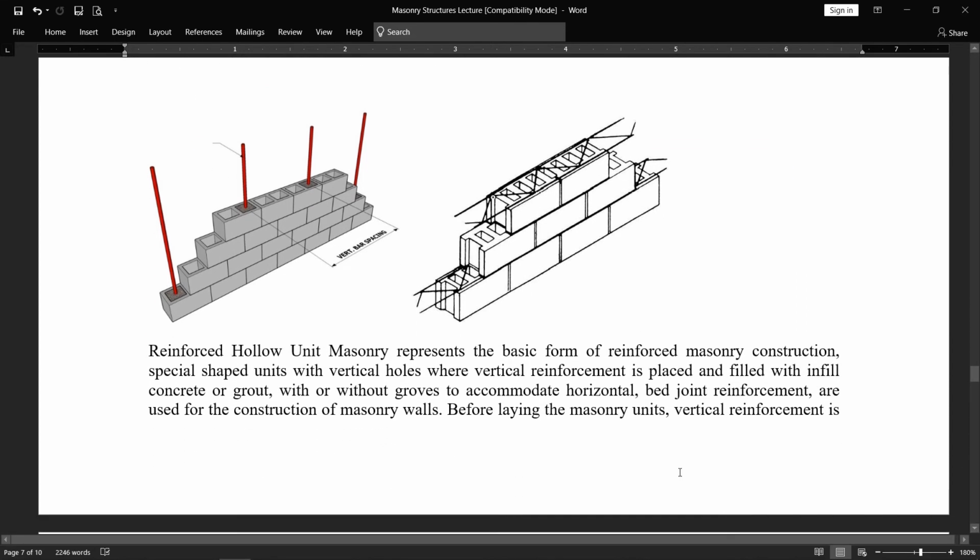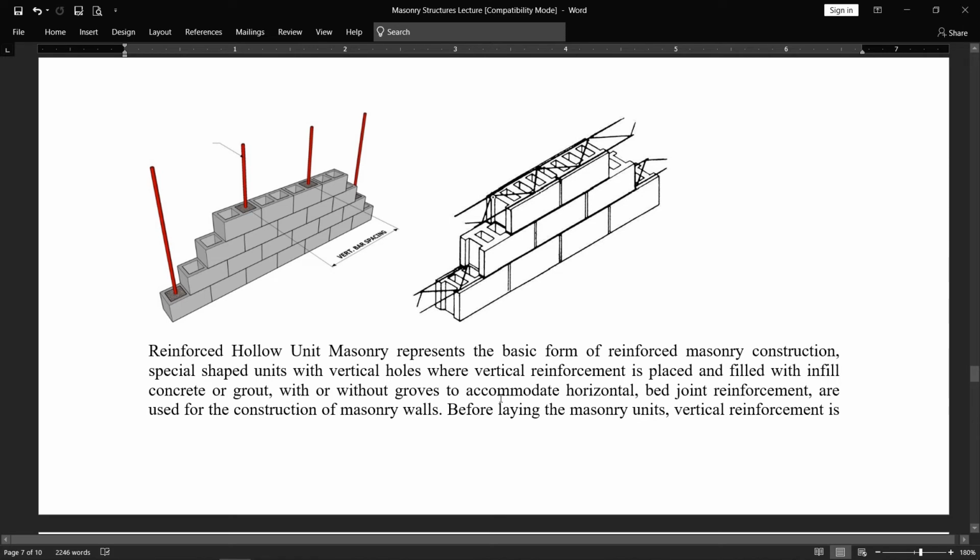Now this is all in theory. Reinforced hollow unit masonry represents the basic form of reinforced masonry construction. Special shaped units with vertical holes, where vertical reinforcement is placed and filled with infill concrete or grout, with or without grooves to accommodate horizontal bed joint reinforcement, are used for the construction of masonry walls. So either we can leave some hole in these masonry units to place the reinforcement, or just place the reinforcement and place the mortar. Both ways are okay.